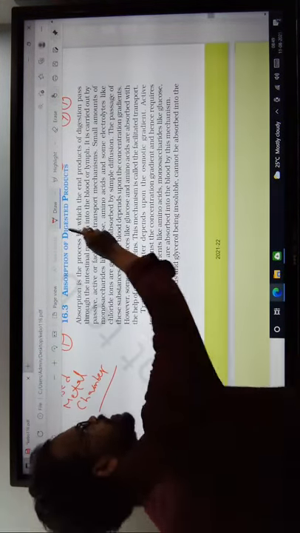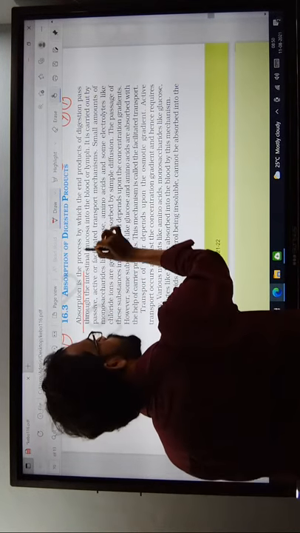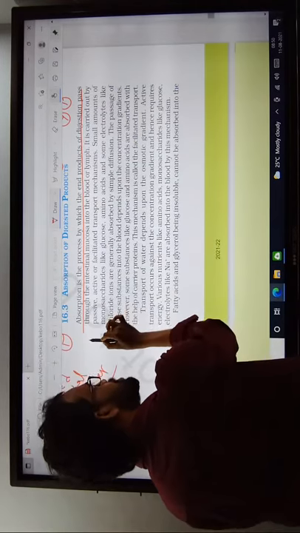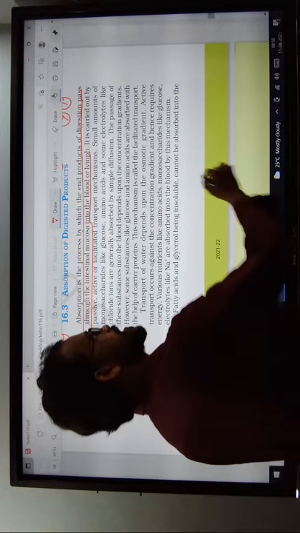Next, absorption is the process by which the end products of digestion pass through the intestinal mucosa into the blood and lymph.